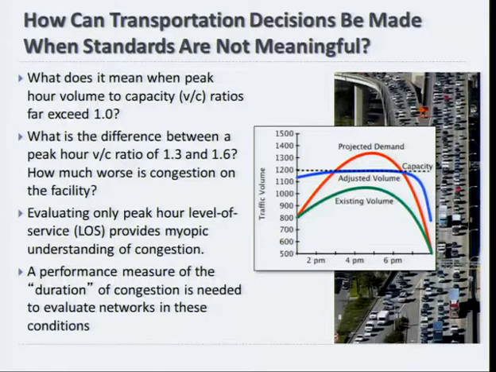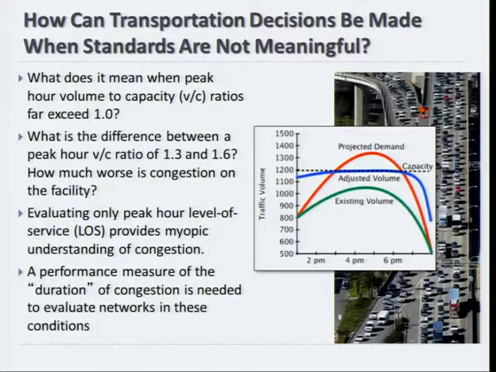Rather than just saying they're both LOS F, one is LOS F for 8 or 9 hours during the day, 3 hours in the morning and 5 hours at night, versus one that's just 1 hour in the morning and 1 hour at night. It gives you a much better measure for ranking projects and looking at the level of congestion when things are really bad and beyond what the system can handle. That was largely driving the need for a project like this and for better performance measures coming out of the transportation planning models.